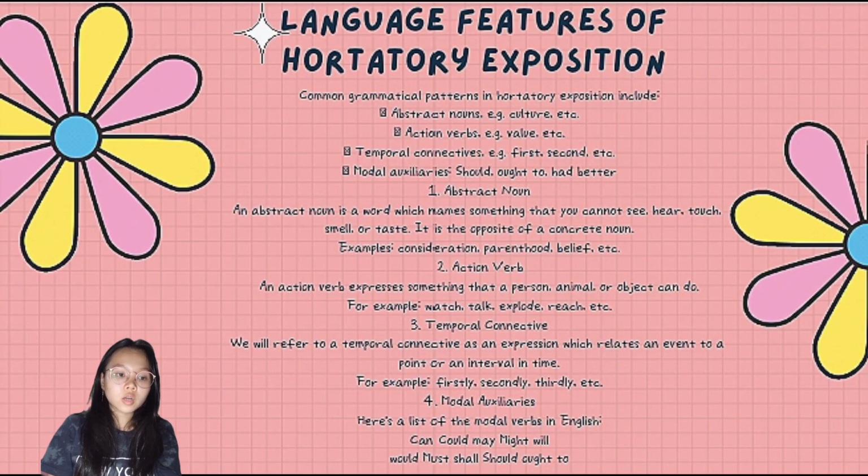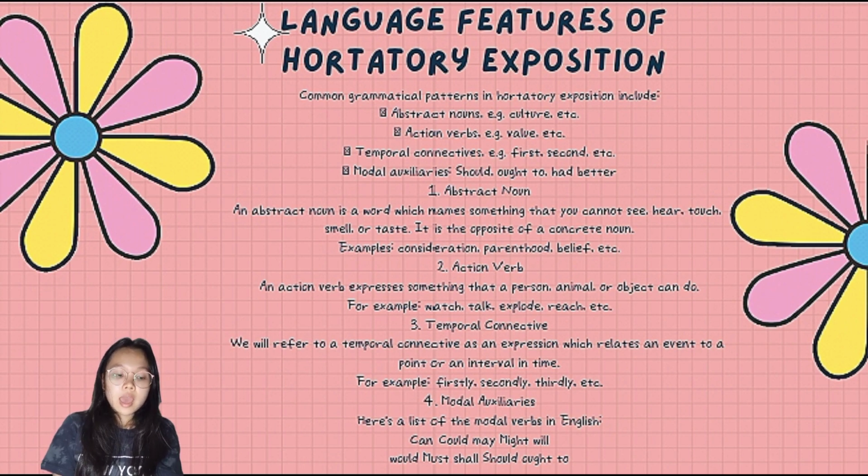Language features of hortatory exposition. Common grammatical patterns in hortatory exposition include abstract nouns, e.g., culture, etc., action verbs, e.g., will, etc., temporal connectives, e.g., first, second, etc., modal auxiliaries: should, ought to, had better. The first is abstract noun. An abstract noun is a word which names something that you cannot see, hear, touch, smell, or taste. It is the opposite of a concrete noun. Examples: consideration, parenthood, belief, etc.